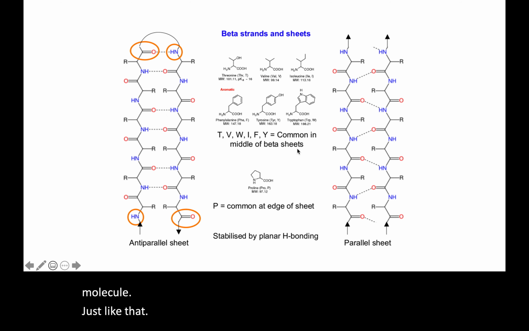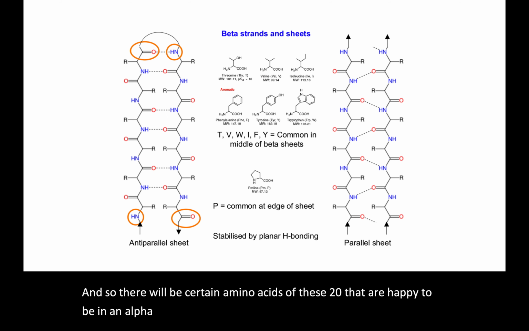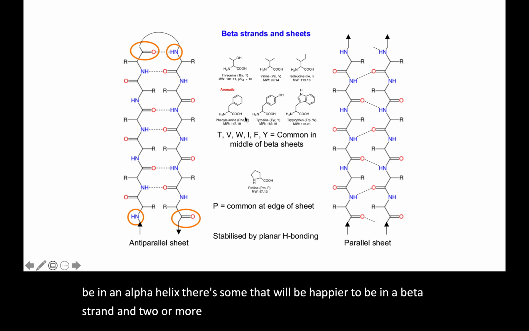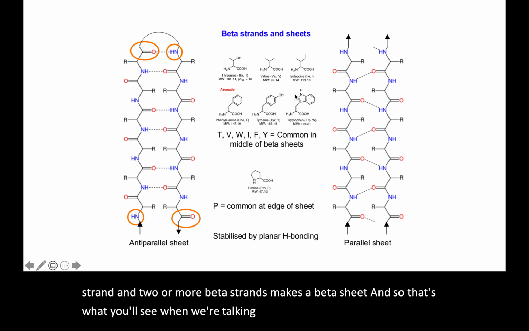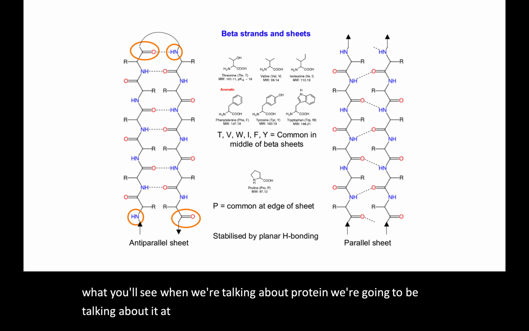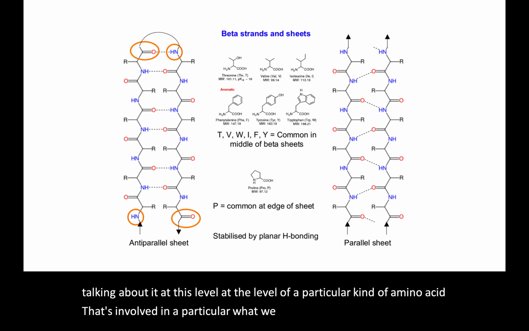And so, yeah, there will be certain amino acids of these 20 that are happy to be in an alpha helix. There are some that will be happier to be in a beta strand, and 2 or more beta strands makes a beta sheet, and so that's what you'll see. When we're talking about protein, we're going to be talking about it at this level, at the level of a particular kind of amino acid that's involved in a particular, what we call secondary structure, the alpha helix and the beta strand.